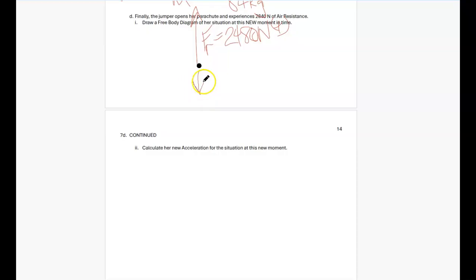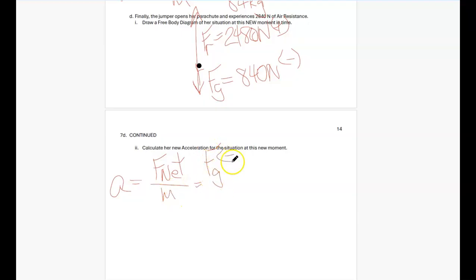And her weight is still there. Weight force is still pointing down with 840 newtons. Of course, it's in the negative direction. And if we want to calculate her acceleration after she's opened up the chute, just like before, it's the net force divided by her mass. Her net force, as always, is her gravitational force, which is negative, plus her air resistance, which is positive, divided by her mass. What does that equal?